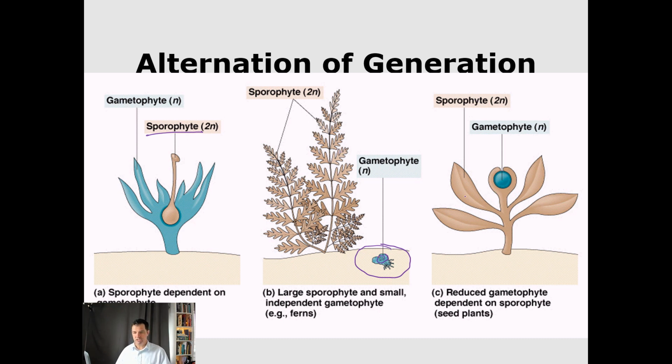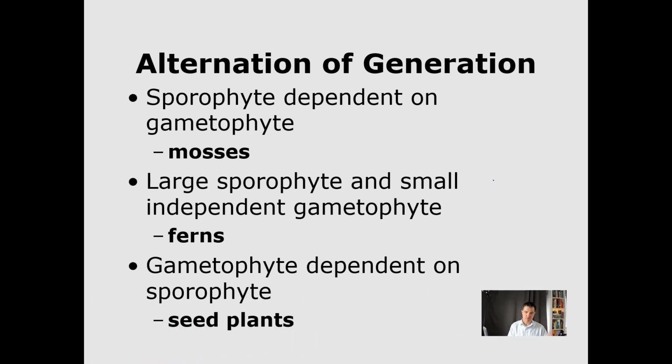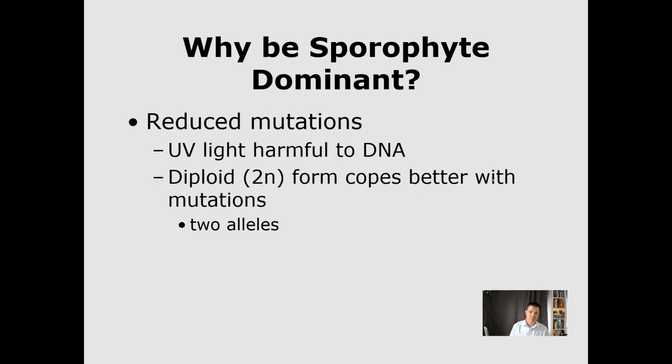And now we're going on to things like flowering plants, seed plants, where we'll have a sporophyte generation, and we'll have a very small gametophyte that is very reduced. And so this is basically wording of the same thing. Sporophyte dependent on gametophyte, like in mosses, large sporophyte and small independent gametophyte, as you see on ferns. And then in seed plants, we have a gametophyte that's dependent on the sporophyte.